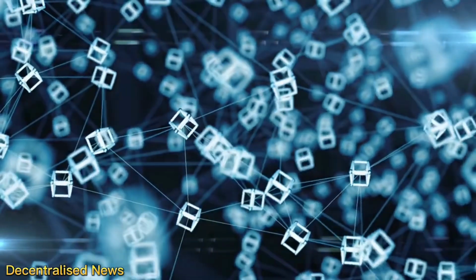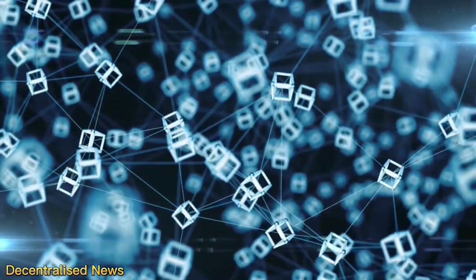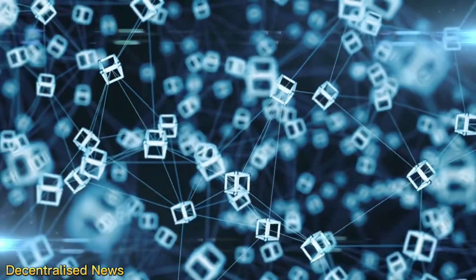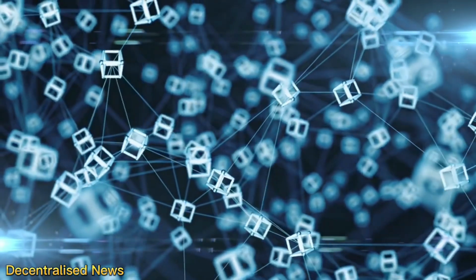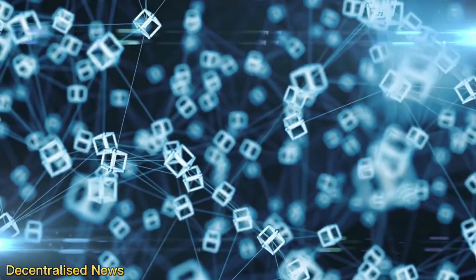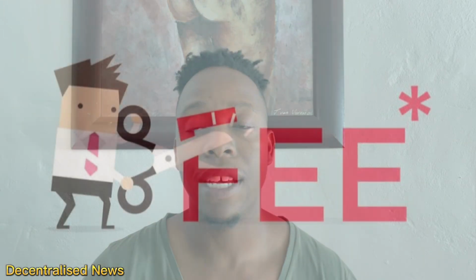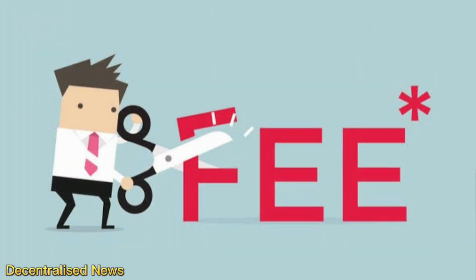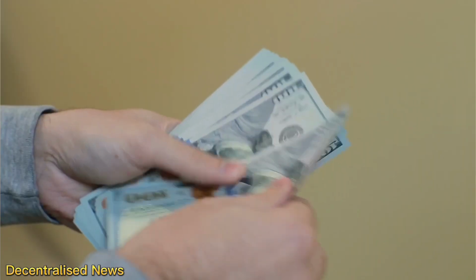ZK rollups actually maintain the decentralized nature of the chain that they're on. They do not rely on centralized operators or validators to actually process transactions, and they also have low fees, which is another really good thing about ZK rollups, because by reducing the amount of data that needs to be stored and processed on the main chain, ZK rollups can actually reduce those fees for users much more significantly.